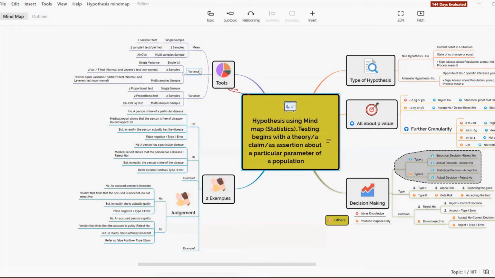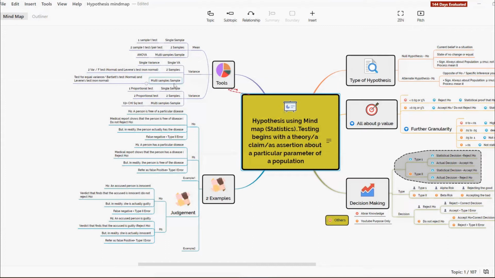Variance, let's talk about the variance. If you wanted to compare the variance, and only a single sample is there, then a single variance test is acceptable. For two samples, you can do a two variance F test if it is normal data, and a Levene test is carried out for non-normal data. How to know normal and non-normal data, I have already covered in my past video. If the p-value is less than 0.05, the data is not normal. If the p-value is greater than 5%, the data is normal when you do a normality test, right?